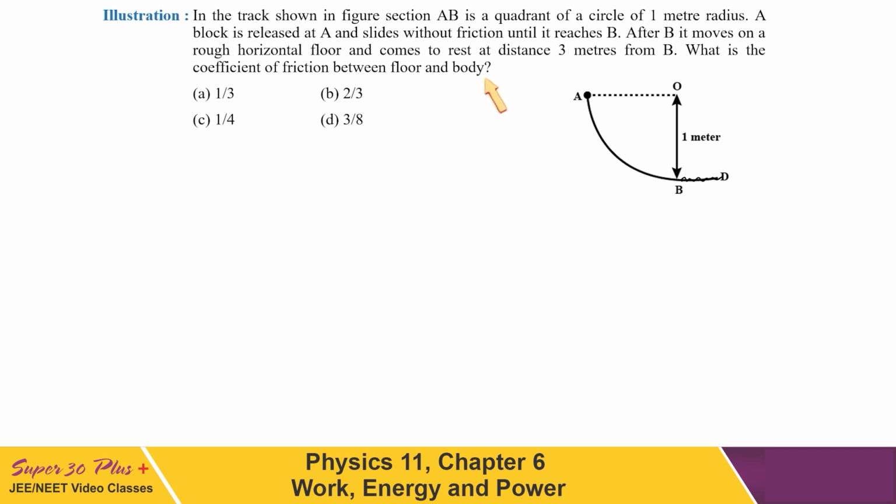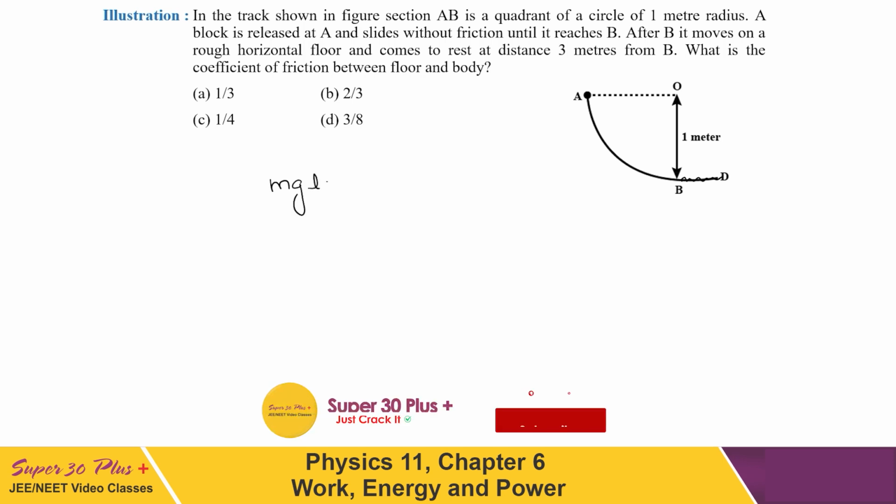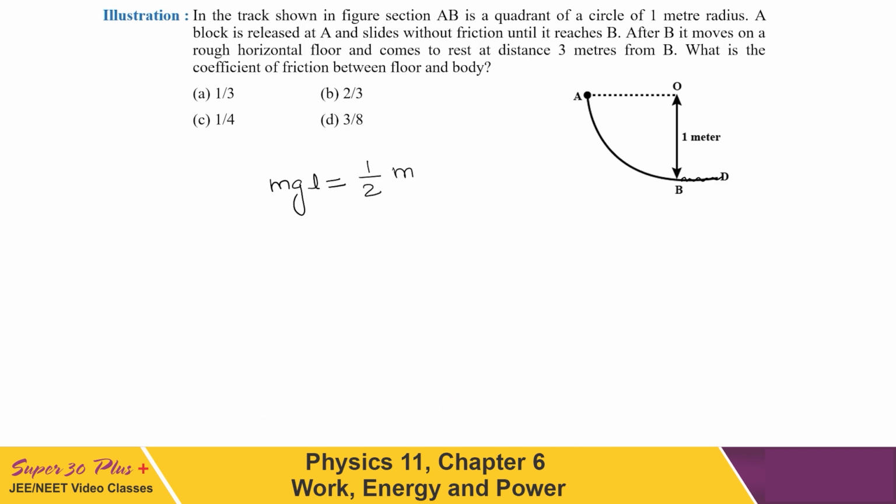From energy conservation we can write, when the block has reached point B, from the point where it was started, which is point A, mgl, that is the loss in potential energy, is equal to the gain in kinetic energy. So if the speed at B is u, we can write the kinetic energy at B to be half mu square. On solving this, we will get u square equal to 2g.